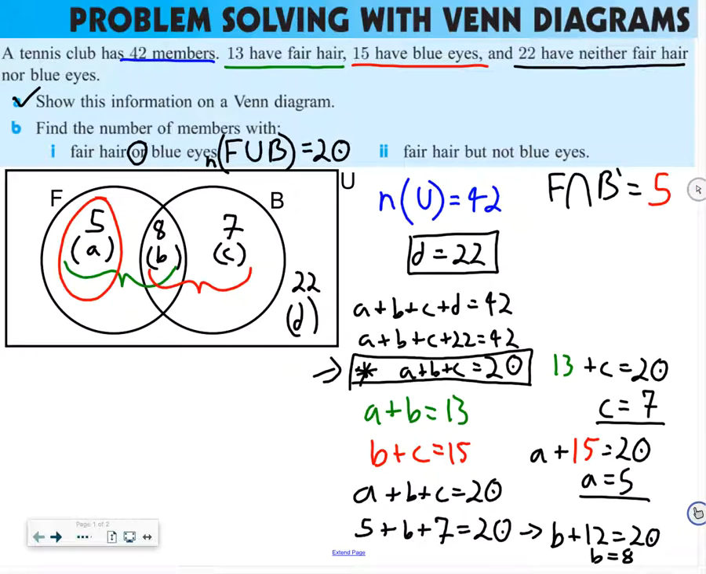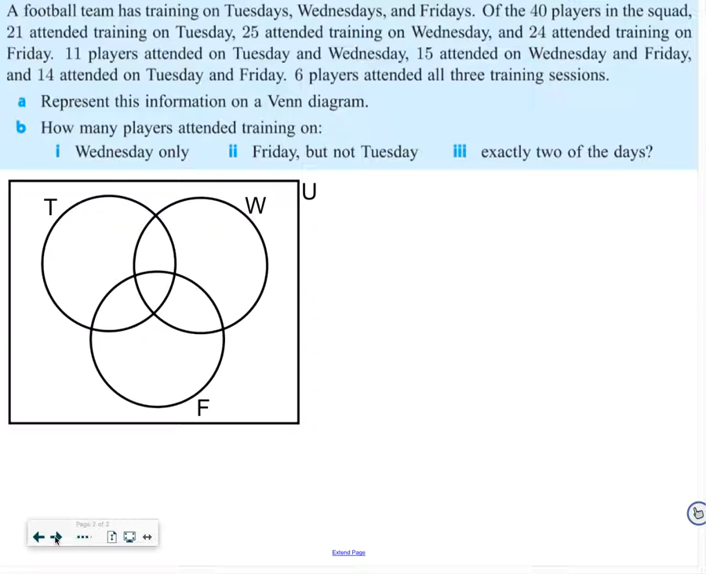Let's look at a second example here. Notice that we're dealing with 3 sets. A football team has training on Tuesdays, Wednesdays, and Fridays. Of the 40 players in the squad, 21 attended training on Tuesday, 25 attended on Wednesday, and 24 attended on Friday. 11 players attended on Tuesday and Wednesday, 15 attended on Wednesday and Friday, and 14 attended on Tuesday and Friday. 6 players attended all 3 training sessions.